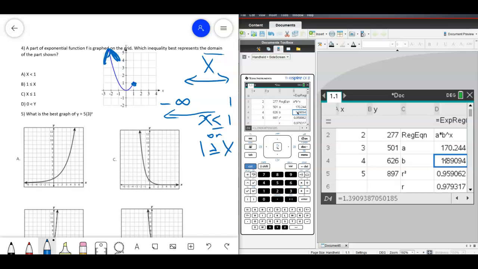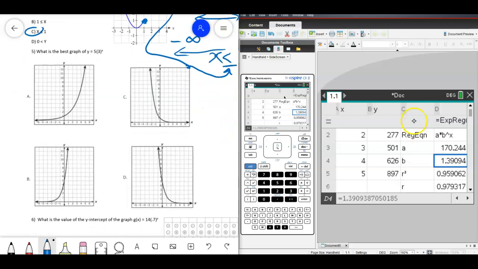But the main thing is that if it's shaded, it means it's going to be underlined. So x is less than or equal to 1.